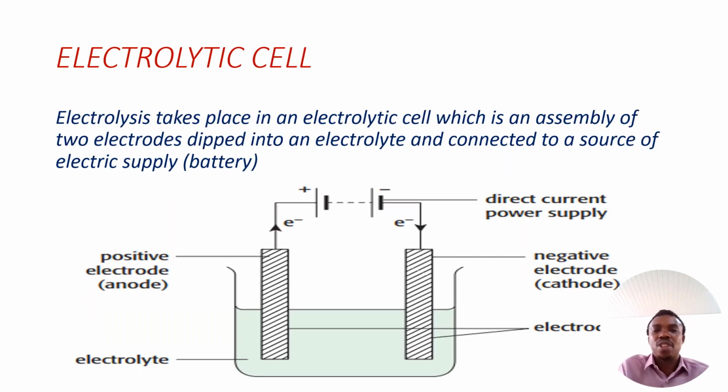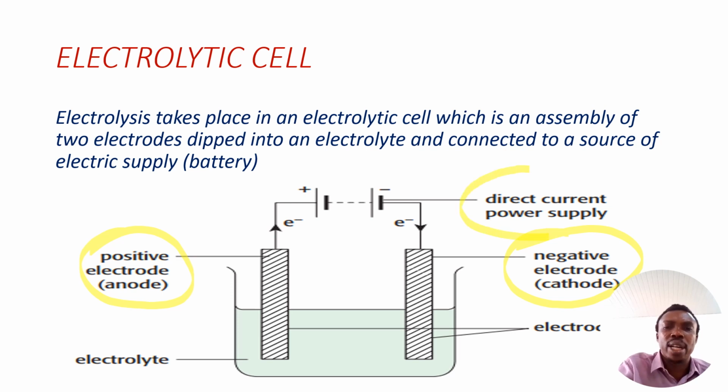So we're looking at an electrolytic cell, which is the apparatus where electrolysis takes place. What's an electrolytic cell? An electrolytic cell is an assembly of two electrodes dipped into an electrolyte and connected to a source of electric supply, which is a battery, a direct current power supply. You can see the two electrodes, the positively charged electrode and the negatively charged electrode. This is the positive electrode, which is the anode, and this is the negative electrode, which is the cathode. This is the source of electric supply.